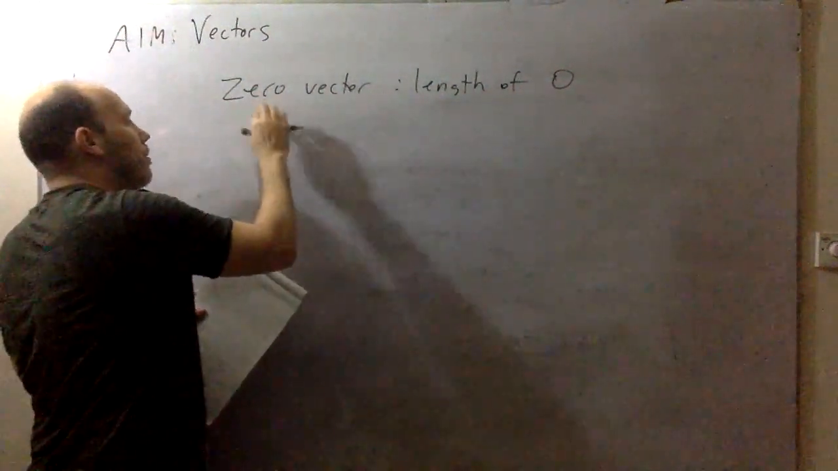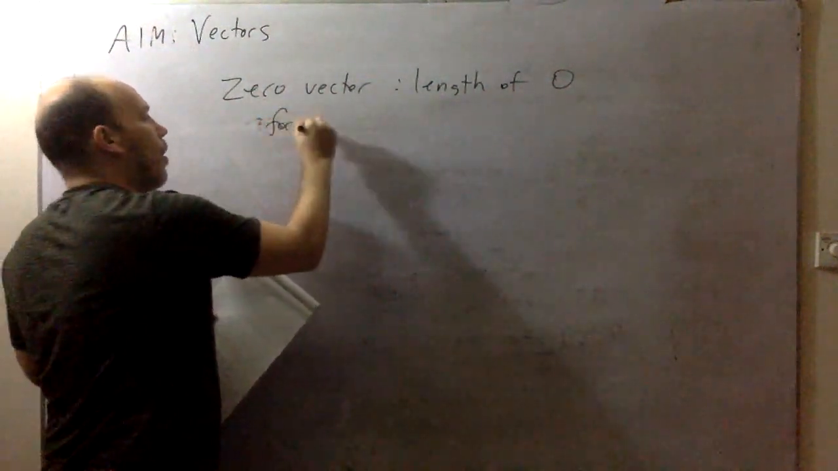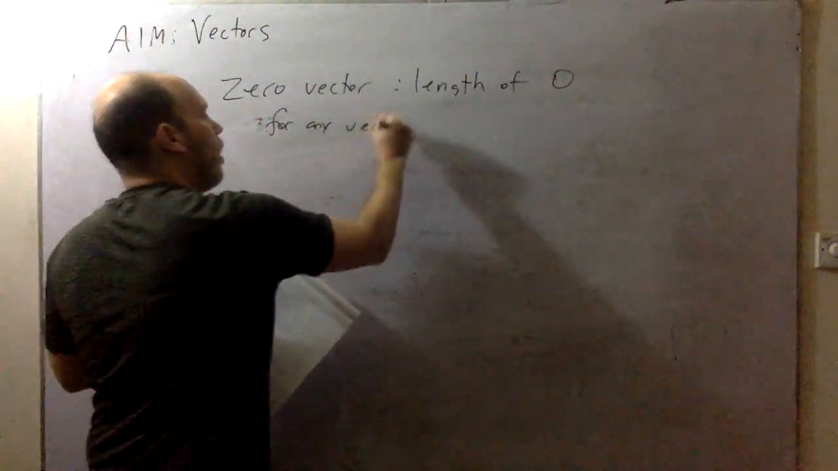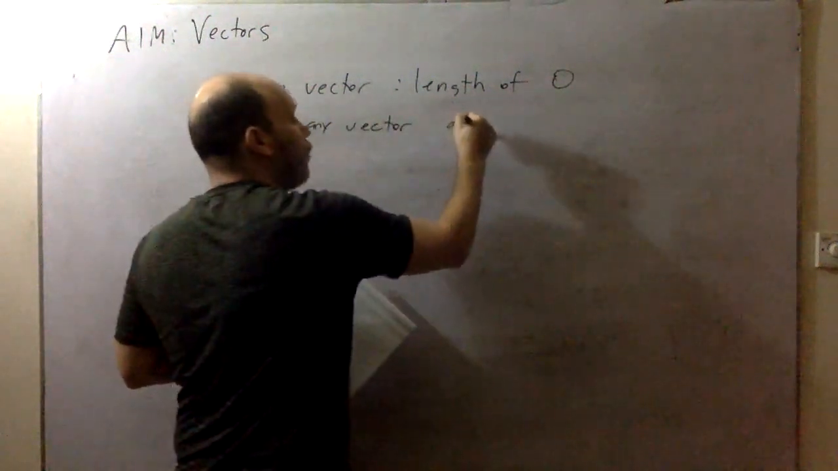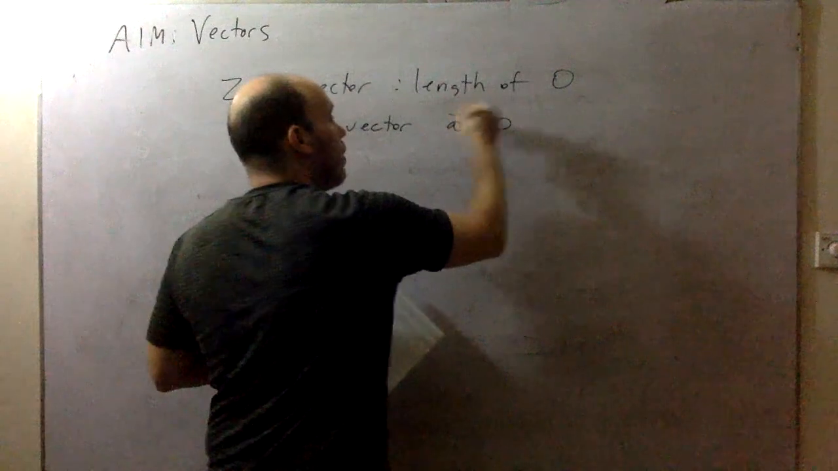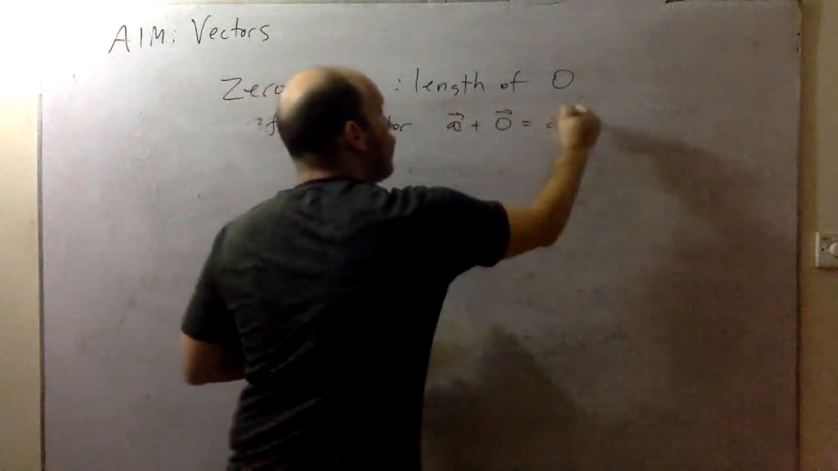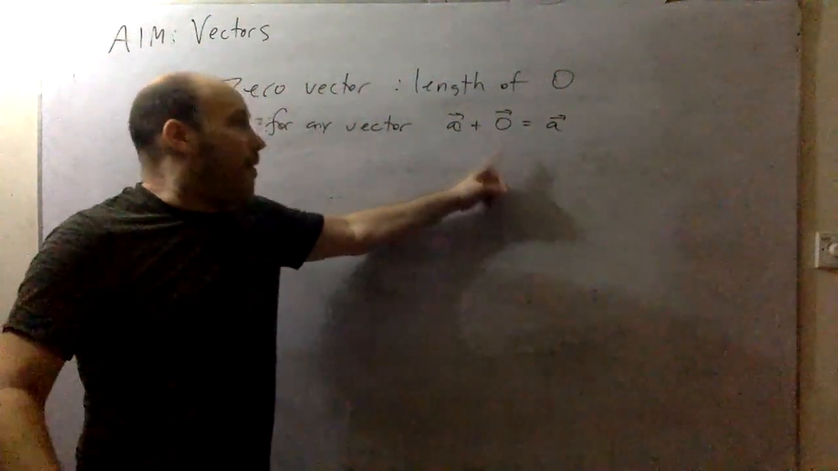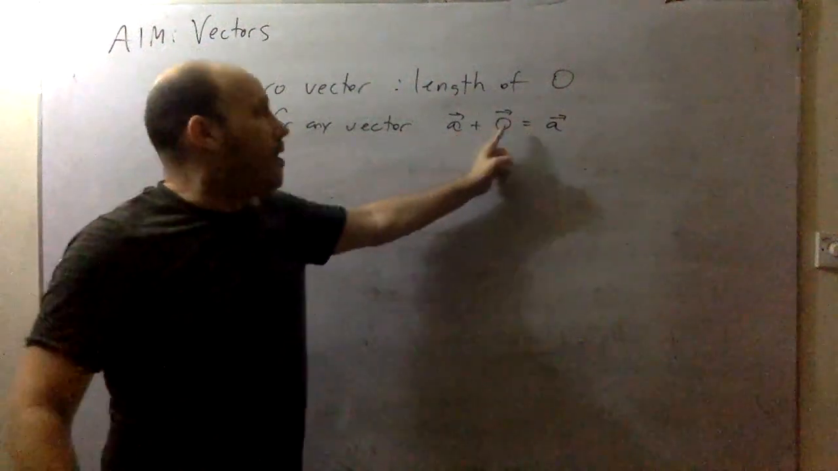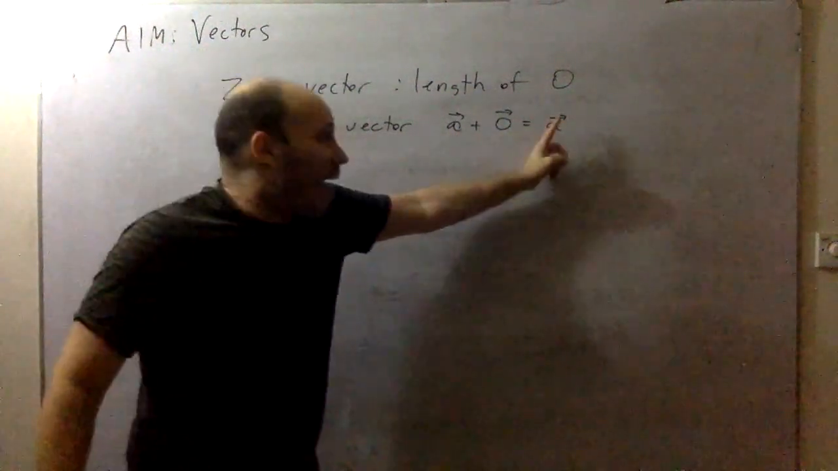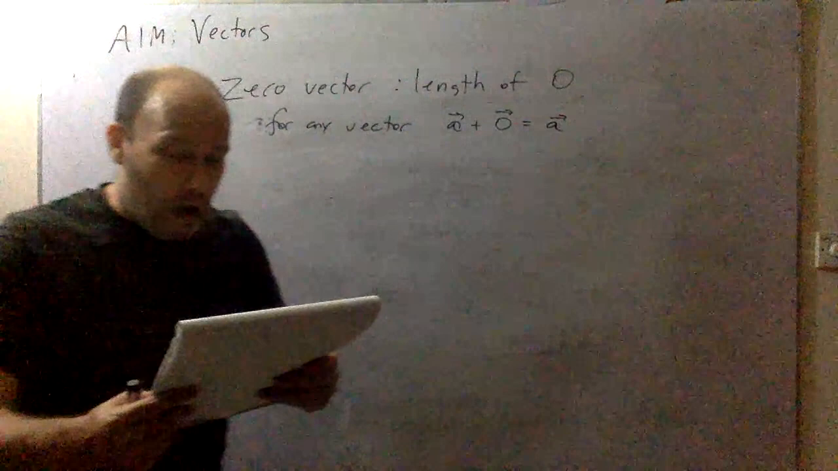So for any vector, a vector plus a zero vector results in the original vector. Once again, this is the first journey. This is the second journey. We haven't changed. That's the idea.